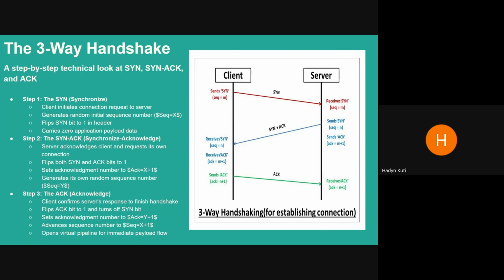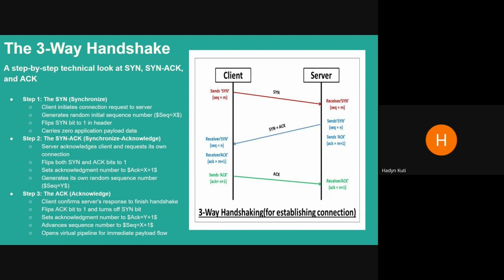And then step 3, the ACK, acknowledge. The client confirms the receipt of the server's response to complete the handshake. This is the final step where your computer tells the server that it got the approval and that both sides are officially on the same page. It flips the ACK bit to 1 and turns off the SYN bit.